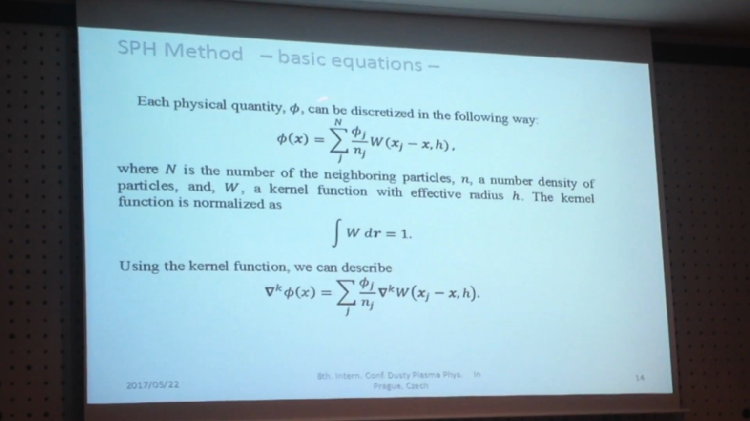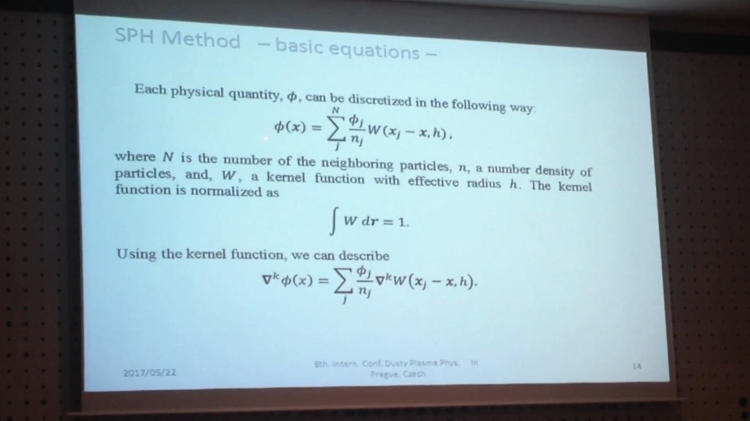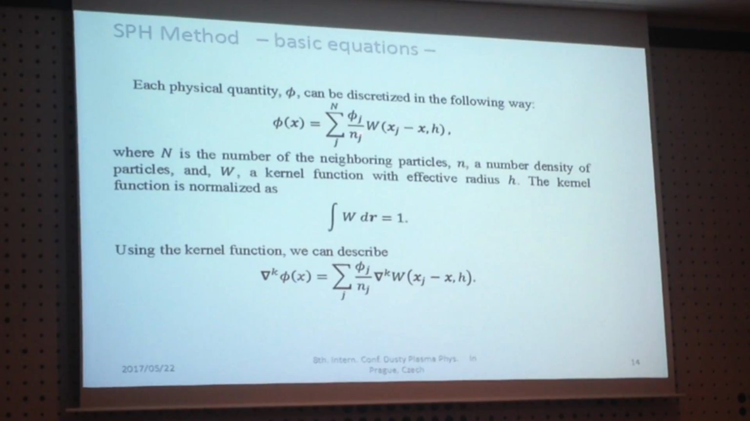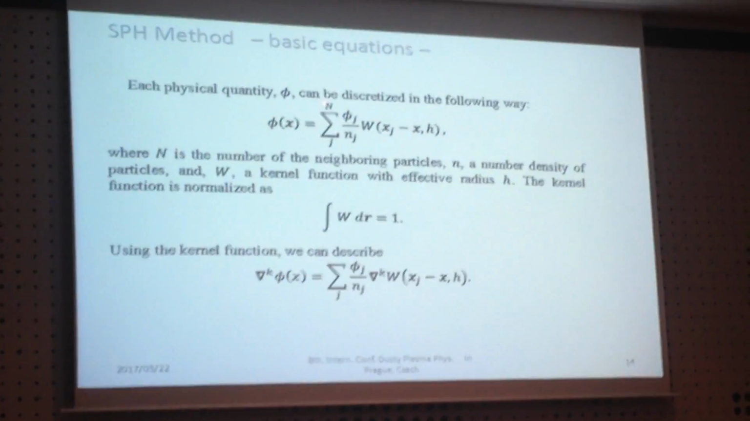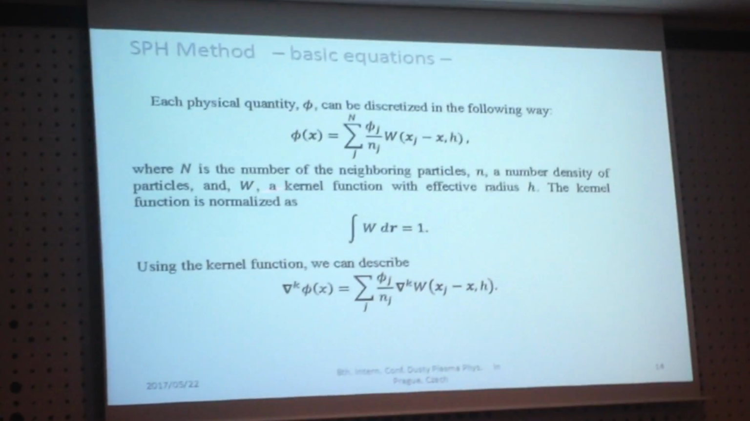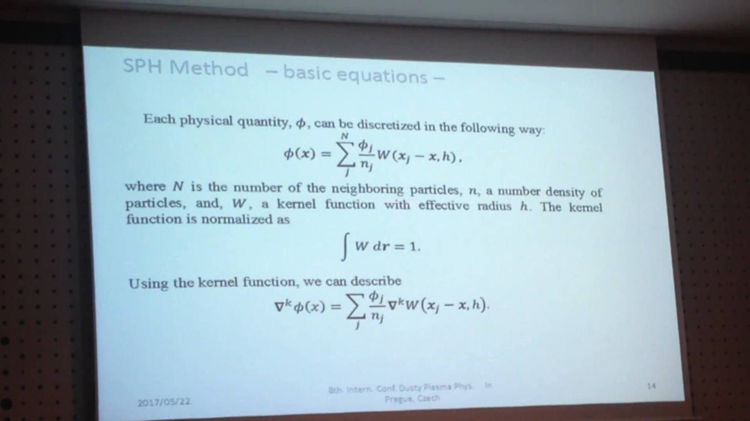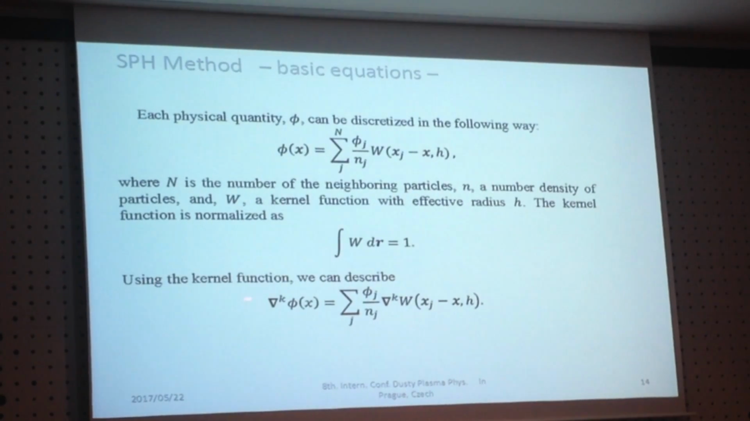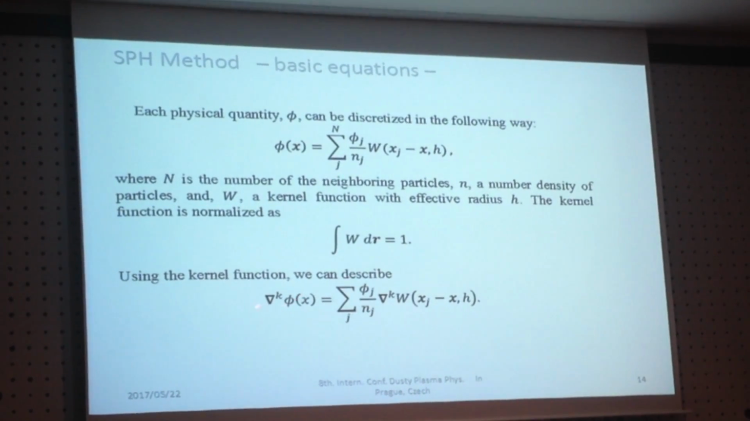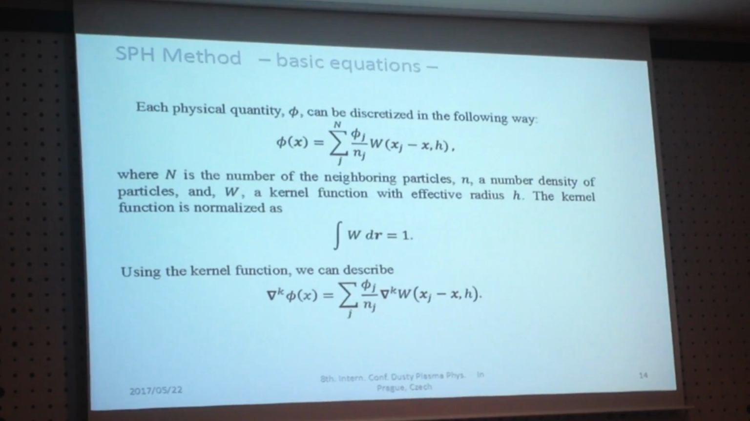Each physical quantity, phi_i, can be discretized in the following way. N is the total number of the smooth particles, and W is the kernel function. And each kernel function is normalized like this. And using the kernel function, we can describe the derivative of phi like this.